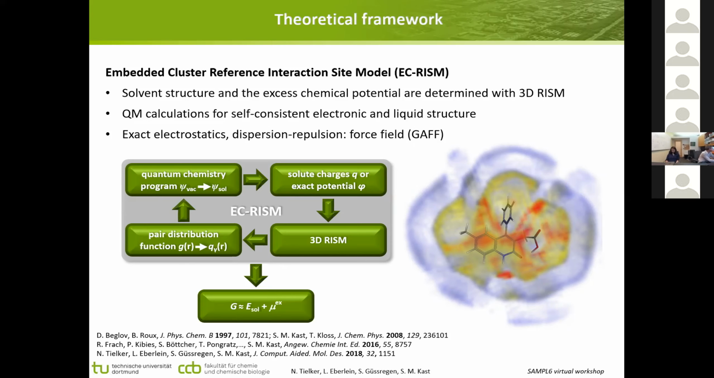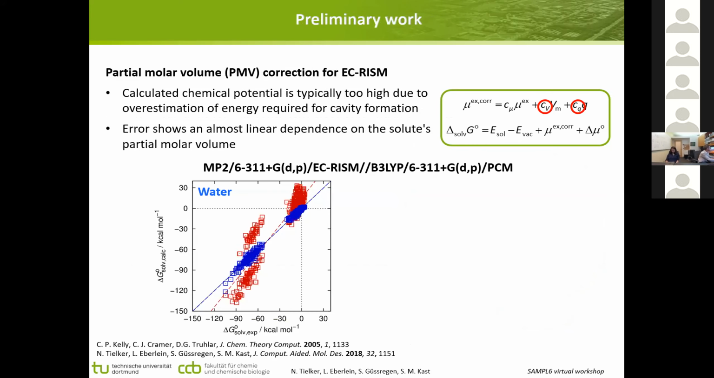And as I mentioned, we used this during the SAMPL6 pKa challenge to some success. There's just one problem, and that is if we just take the original free energies, they are typically significantly too high. And that is a known deficiency of 3D RISM. It has nothing to do with the quantum chemistry part. The reason is basically that the energy that is required to form the cavity in the undisturbed solvent is overestimated. But this overestimation is, of course, dependent on the solute's size, and that can be expressed via the partial molar volume.